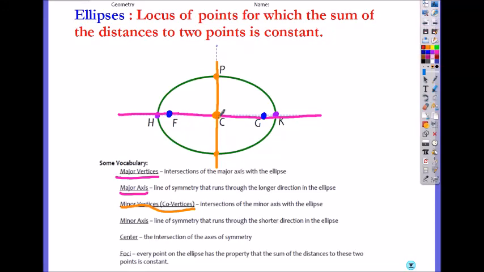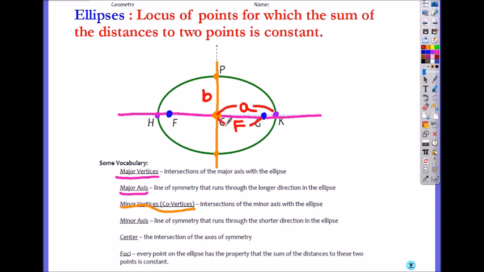The distance from the center to the major vertex, the longer side, we call A, half of the longer side. Then guess what we call B? I said B. The shorter side, the center to the minor vertex or co-vertex, we call the length B. And we can call the distance from the center to the foci F. So this is A, the whole thing.